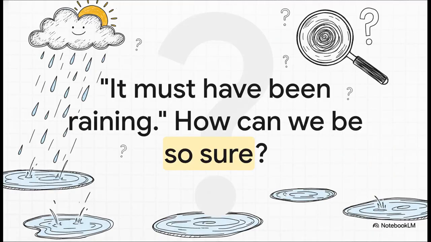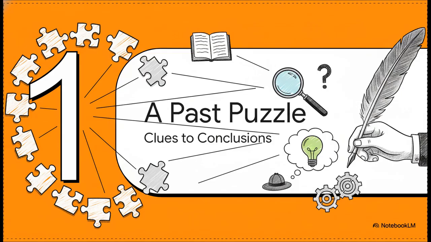Okay, so picture this. You wake up, you look outside, and there are puddles everywhere. You'd probably think, it must have been raining. Now, you weren't there, you didn't actually see it rain, but all the evidence points to one single conclusion. This is a little mystery solved with language. So how does our grammar actually signal that we're making a logical guess and not just stating a cold, hard fact? And that's exactly what this explainer is all about.